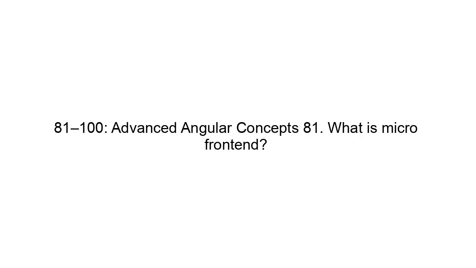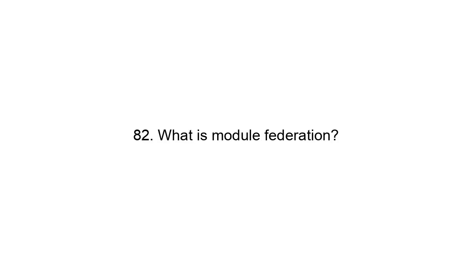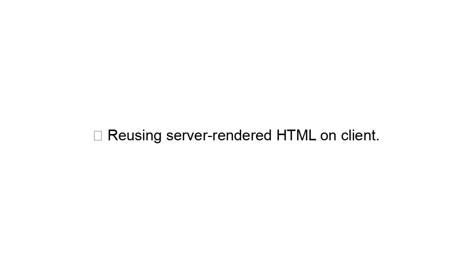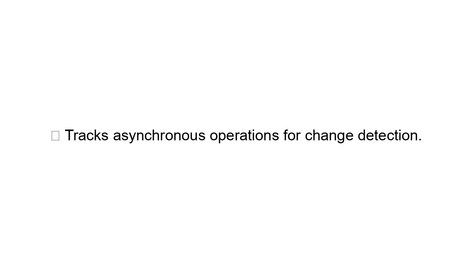81 to 100. Advanced Angular concepts. 81. What is micro frontend? Splitting frontend into smaller independent apps. 82. What is module federation? Sharing modules across applications. 83. What is SSR? Server-side rendering. 84. What is hydration in Angular? Reusing server-rendered HTML on client. 85. What is zone.js? Tracks asynchronous operations for change detection.